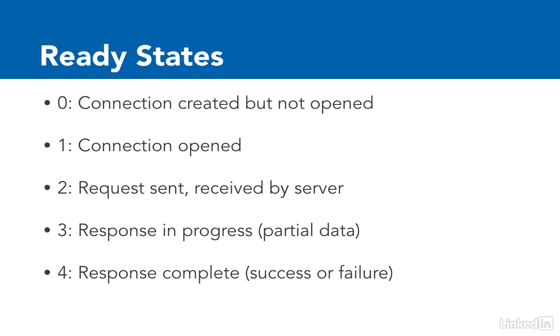So when we first start out, we're going to be at 0. And then as we move through each of the steps in the process, the ready state is going to move from 0 to 1 to 2 to 3 and finally 4. And we need to wait until we get to state 4 before we use the response. Now we could write a JavaScript loop that would just keep checking this value over and over again until we finally get to a ready state of 4. But there's a much better way to do it than that.